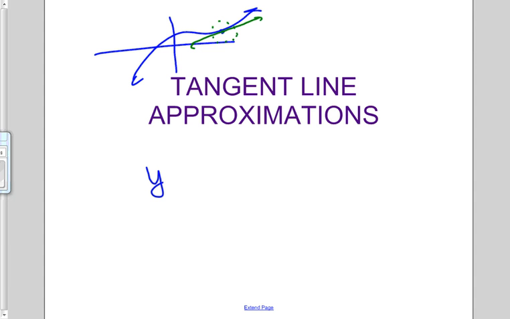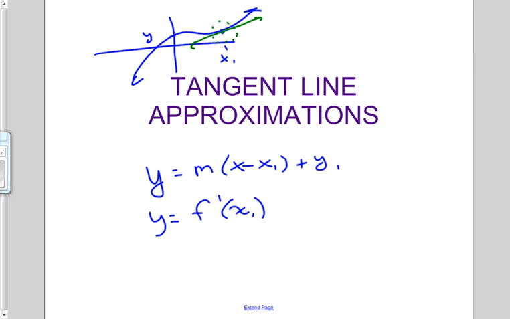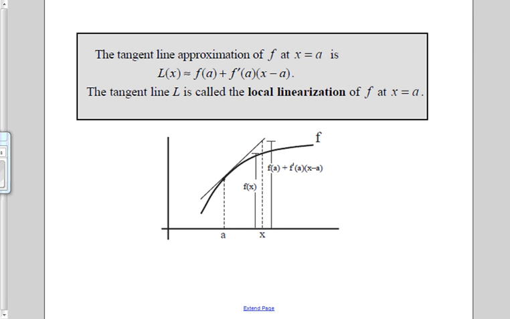And the equation for a line we know is y equals m times x minus x1 plus y1, using point slope form. And the m that we're going to be using is the derivative at x1. So we're talking about, here's the point x1 and y1, and the slope of that green line is the derivative of my function at that point x sub 1. So here's my slope, x minus x1 plus y1.